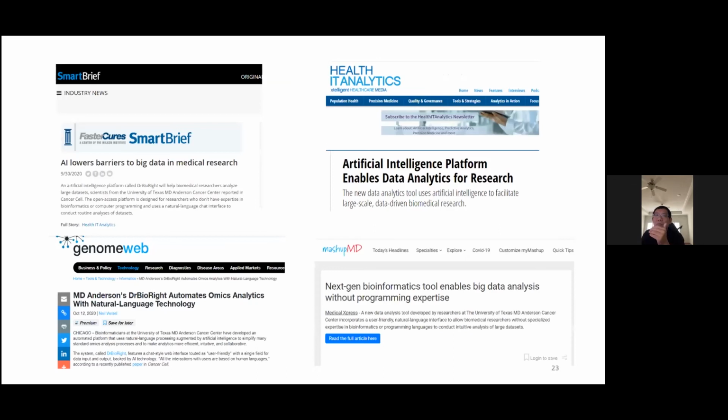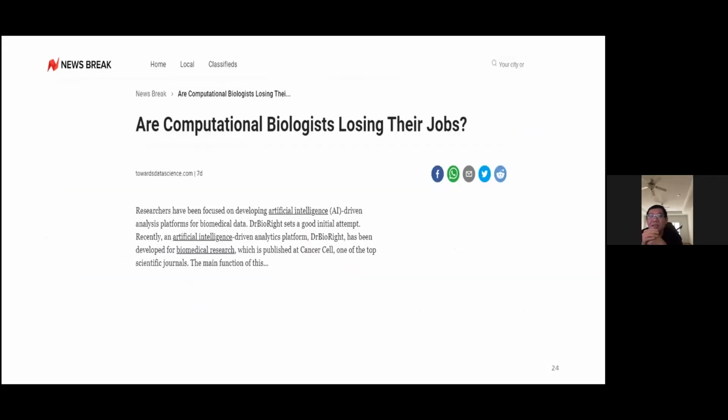After we published this paper early this year, we got a lot of media coverage, like Smart Brief. People talked about how AI really changed data analytics, and that got a positive view. But there are also some concerns, like, are computational biologists losing their jobs, and so on. First of all, I don't think our Dr. AI will replace computational jobs completely. But I do believe AI essentially shifts the focus from running routine analytic jobs to more and more new algorithm development and tool development. That's really the key thing.